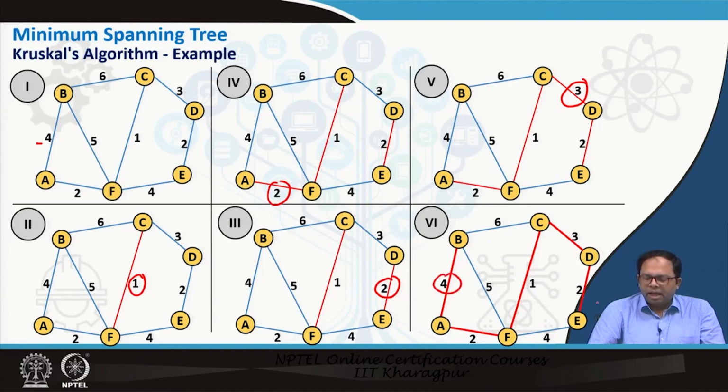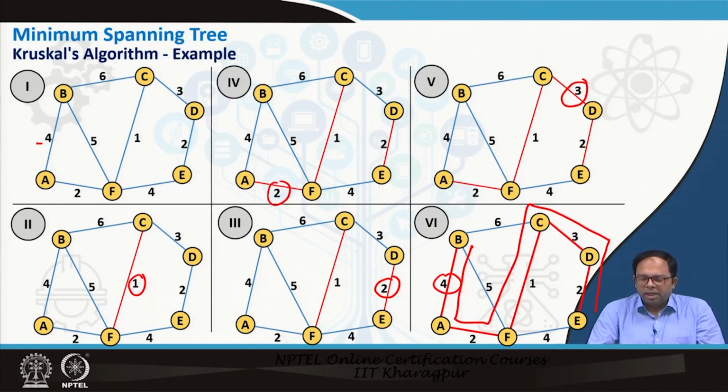So, ultimately we have our minimum spanning tree, which looks like this. So, this is the total minimum spanning tree. The weight is 2 plus 3 plus 1 plus 2 plus 4, which is 12. So, this is the total weight of the spanning tree.